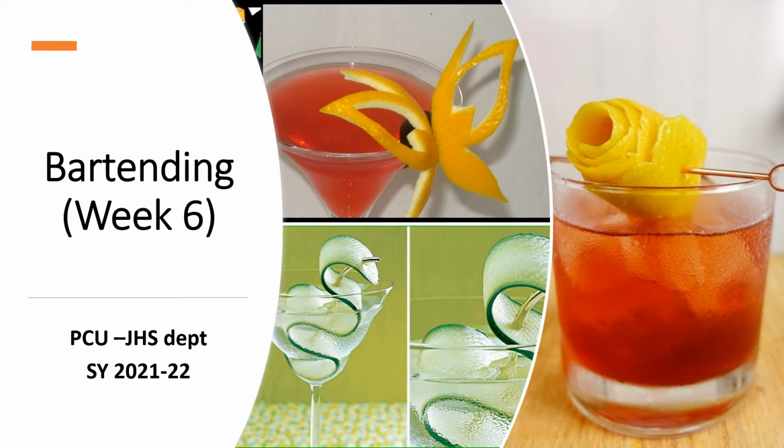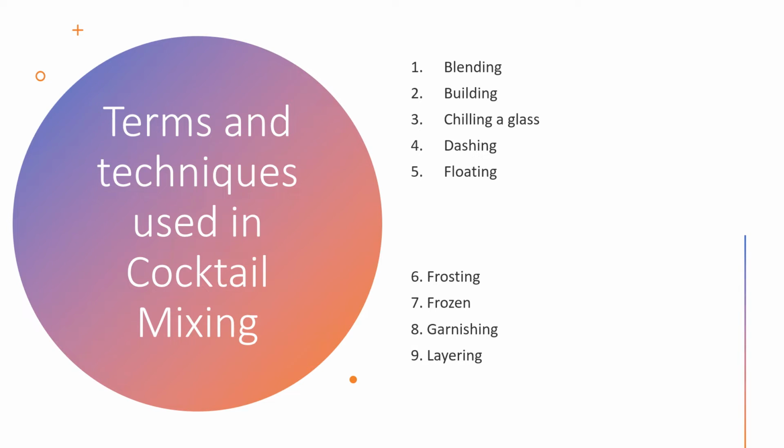For today, we are going to familiarize ourselves with the different terms and techniques used in cocktail mixing. There are 9 terms and techniques that we need to be familiarized with. The first one is blending. It is an appropriate way of combining ingredients with other ingredients, creating a smooth, ready-to-serve mixture. Some cocktail recipes will call for ice to be placed in a blender, in which case you should use a suitable amount of crushed ice.